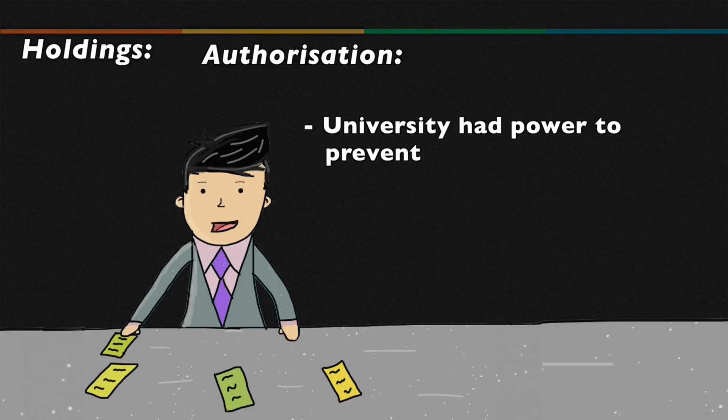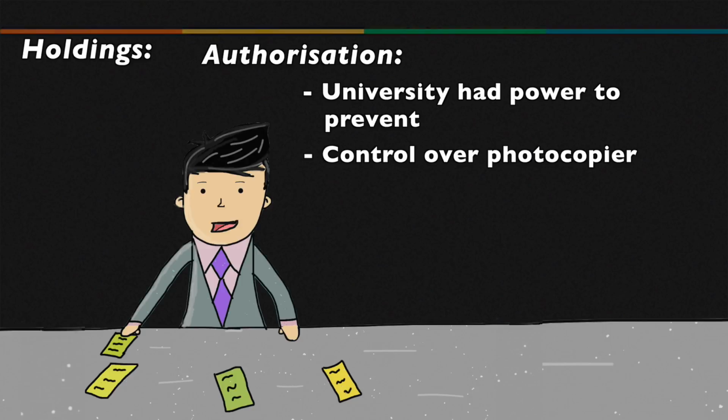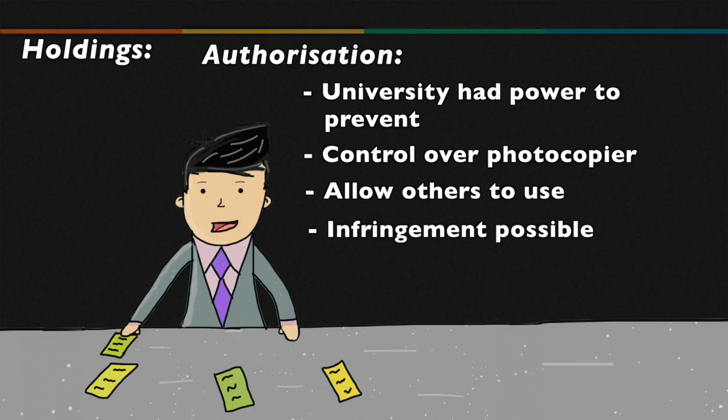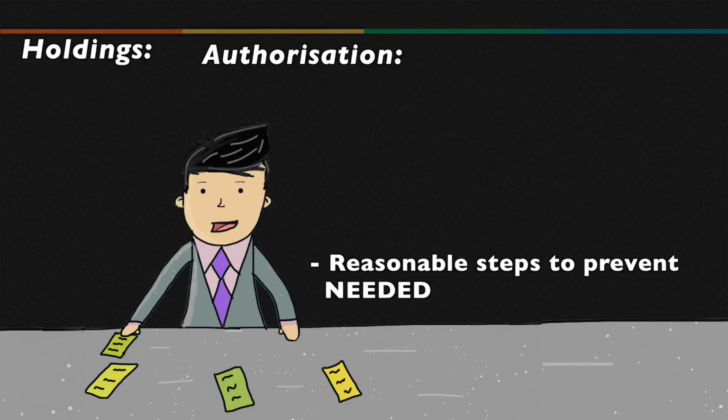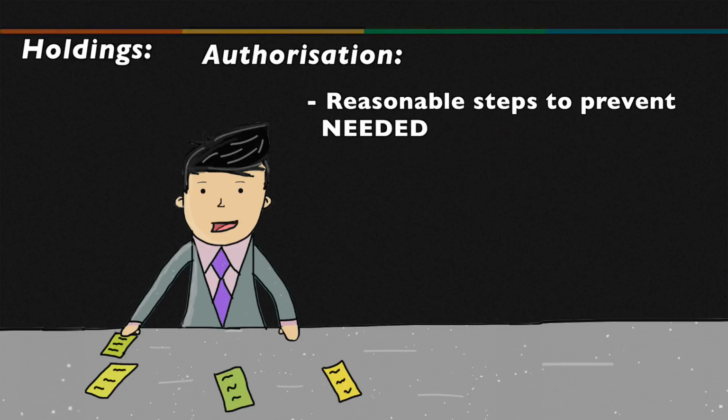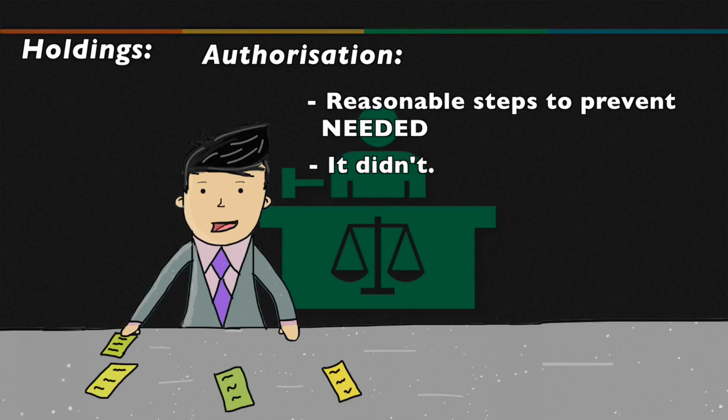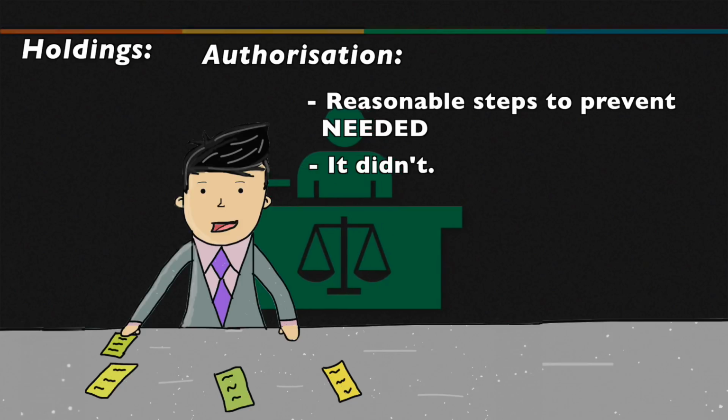The court stated that where the university has control over the means of infringement, the photocopiers, and makes the photocopiers available for other people to use, knowing that they may use the machine to commit an infringement, authorization of that infringement occurs when no reasonable steps are taken to prevent it. So, at this point we know that the university has authorized copyright infringement, unless it has taken reasonable steps to prevent infringements. Given the ruling of the case, it's pretty clear that they didn't.